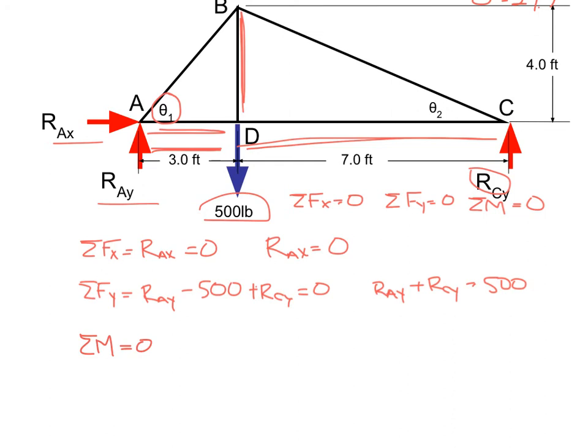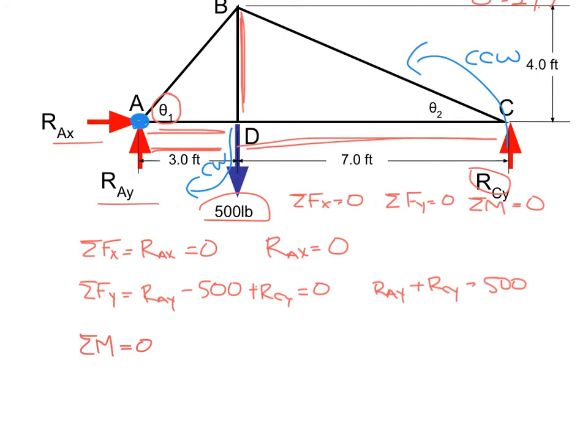Very frequently, we like to choose the point that has the most things occurring at it, and for this problem, that's point A. So if I was going to rotate around point A, what's going to cause things to rotate? I have my 500 pounds acting down at D, which is going to cause it to rotate in this direction. And then RCY at point C is going to cause it to rotate counterclockwise. Remember that counterclockwise and clockwise are important when we're talking about moment. Counterclockwise is positive, clockwise is negative.